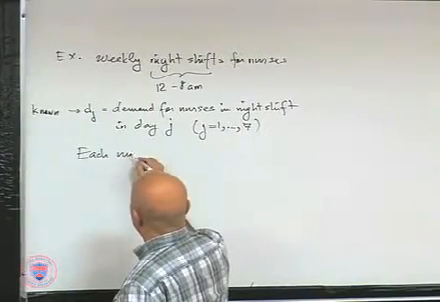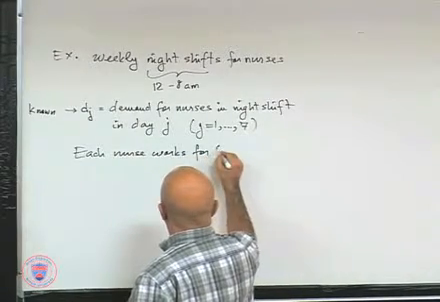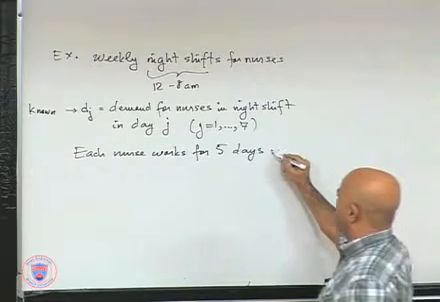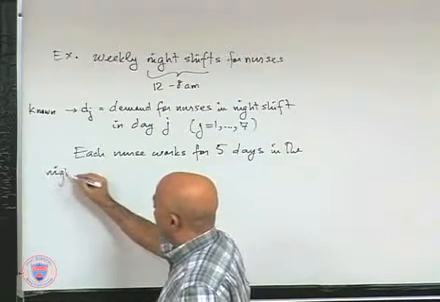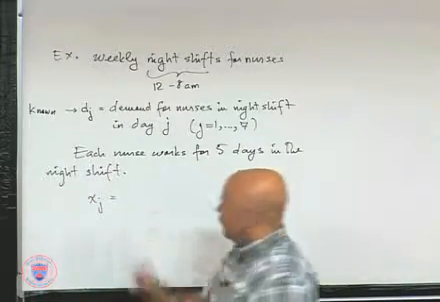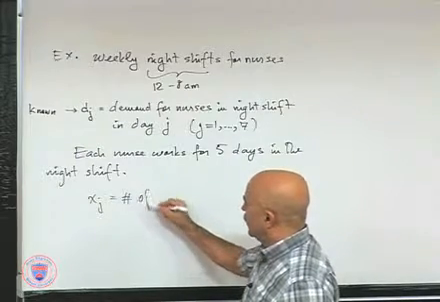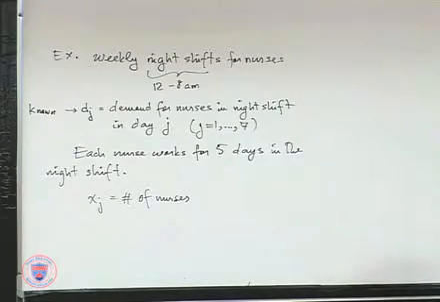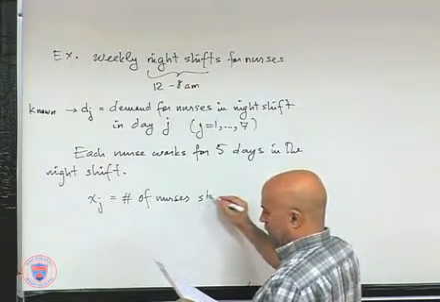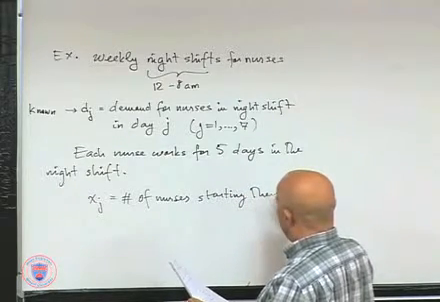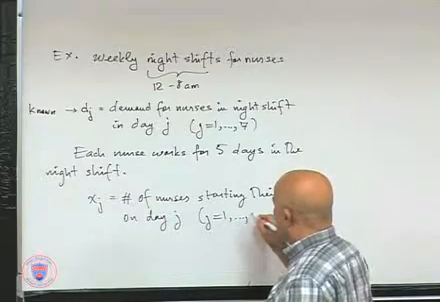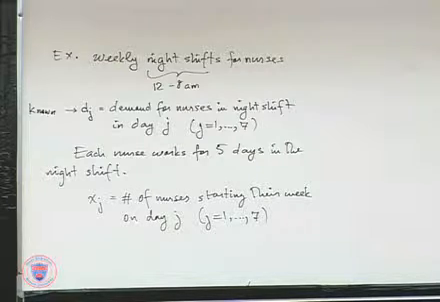Each nurse works for 5 days in a row, okay? In the night shift. So again, I'm going to define xj to be the number of nurses who begin their work week on day j. Similar to that.